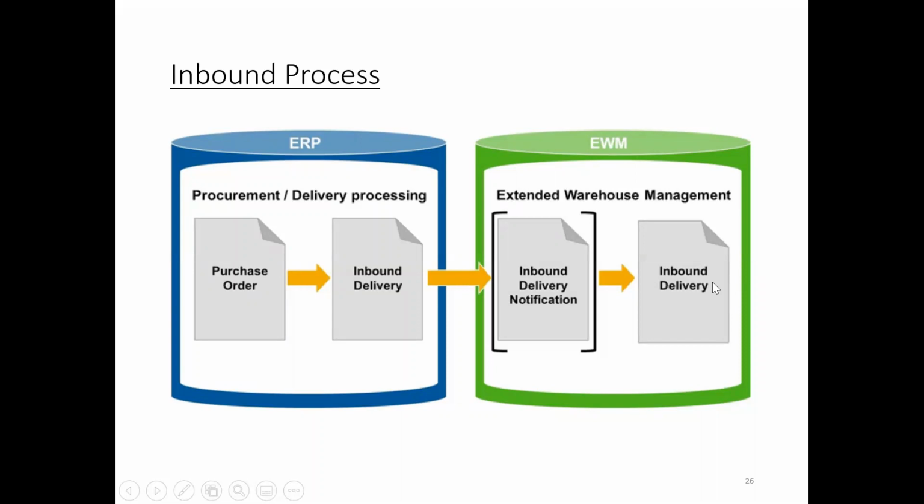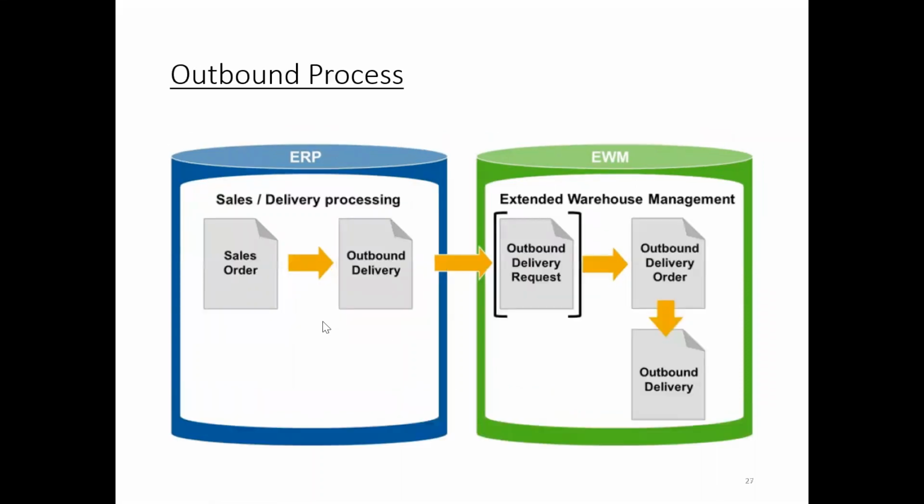And similar to the outbound process, we have the sales order, outbound delivery. This outbound delivery request is not there in the S4 HANA version. Then we have the ODO, that is the outbound delivery order. And once the outbound process is complete, this outbound delivery document is simply generated in the background. And similar to the posting change.